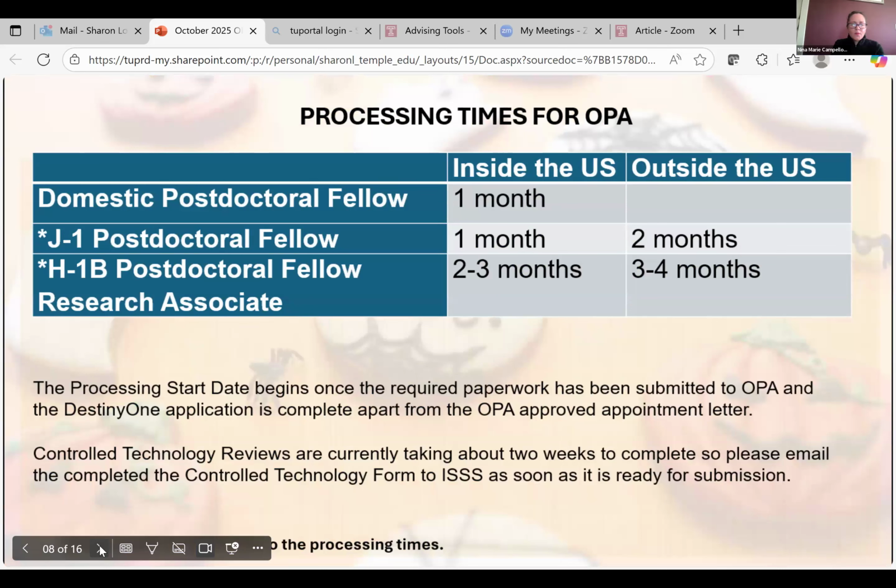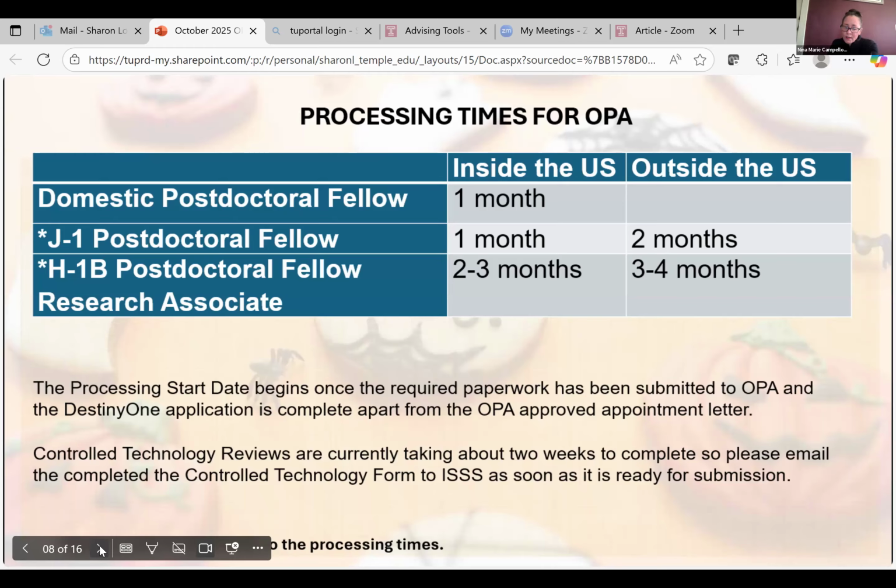This is just reiterating the processing times for Office of Postdoctoral Fellow Affairs. If you're inviting a domestic postdoc in the US, it is 1 month. A J1 postdoc in the US, at least 1 month. Outside, it has to be submitted at least 2 months. For H1B postdoctoral fellows, research associates in the US, 2 to 3 months preferably, and outside 3 to 4 months. Keep in mind that the processing start date begins once the required paperwork has been submitted to my office and the Destiny 1 application is complete, apart from the approved appointment letter.